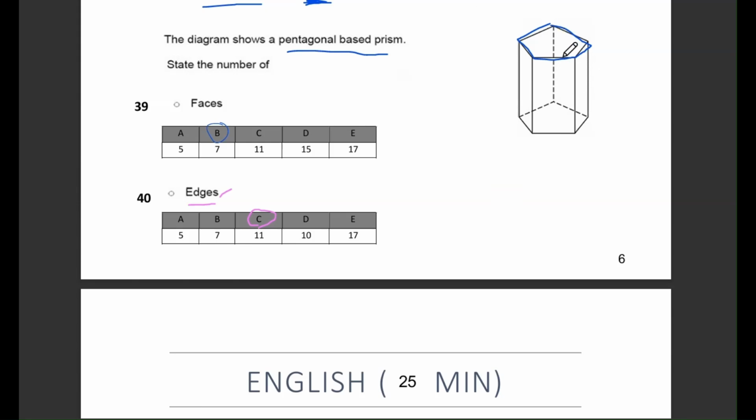Think of faces as the flat surfaces you can touch. We have 2 pentagonal faces, 1 on each end, and then we have 5 rectangular faces wrapping around the sides connecting the pentagons. If you add those up, 2 plus 5, that's 7 faces in total. So the answer is B.